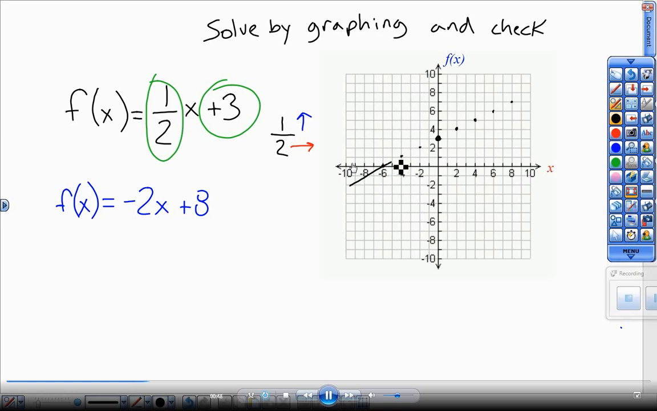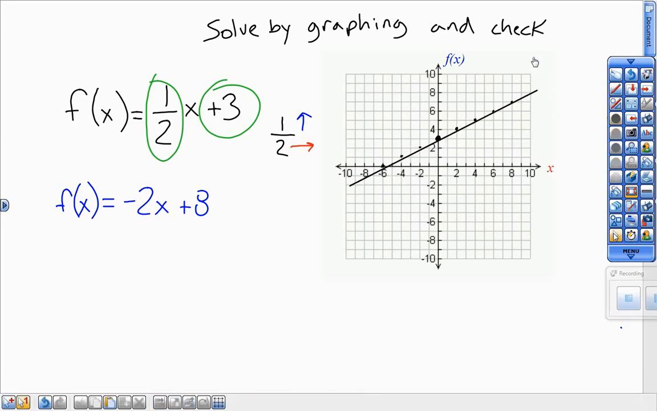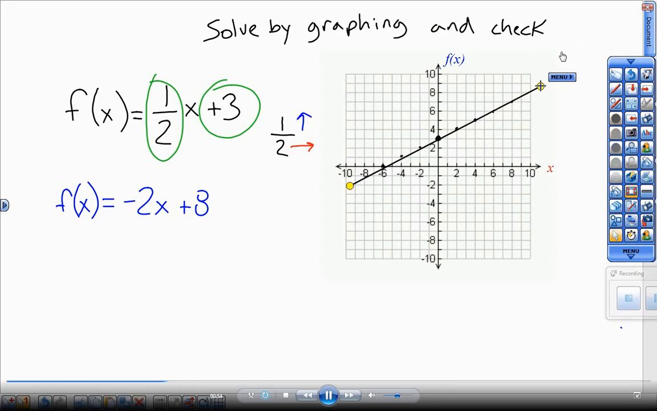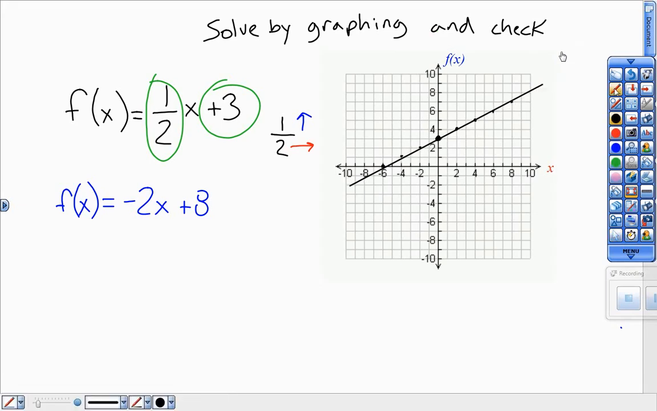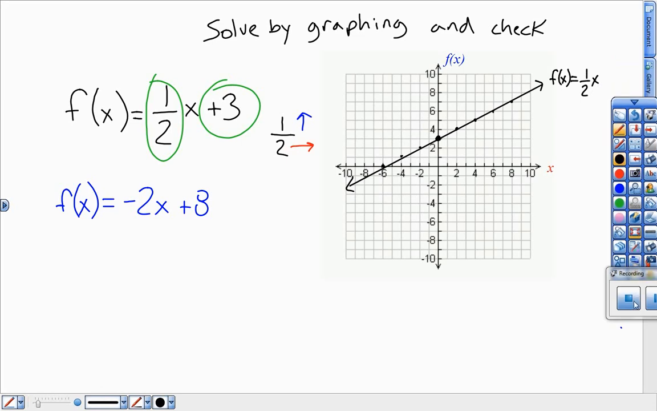I need you to draw your line through them, and I'd like you to label that line, since we're doing a system, or more than one equation on one graph. Label it. That one is f of x equals 1/2 x plus 3. The second word is blue.